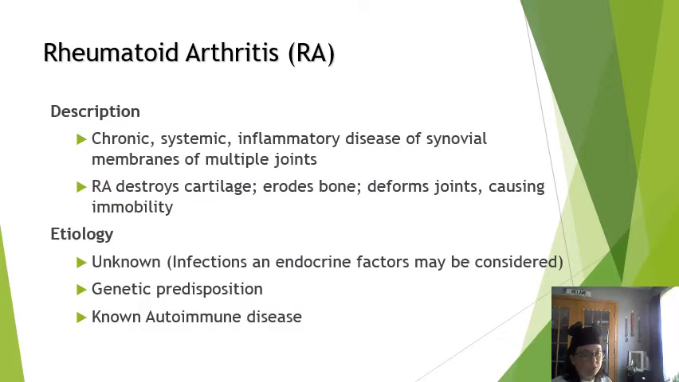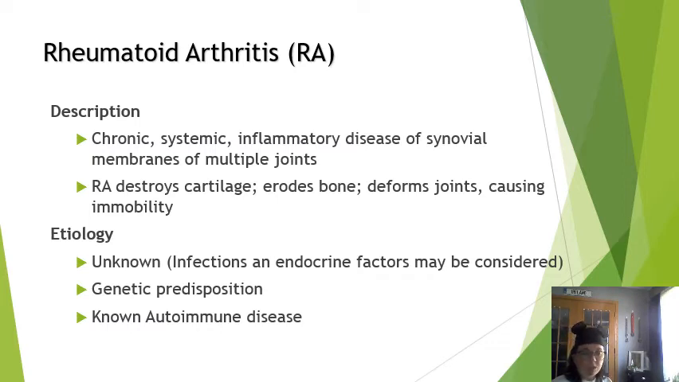RA, rheumatoid arthritis. Rheumatoid arthritis is quite different. It is a chronic systemic inflammatory disease of synovial membranes of multiple joints. The synovial membrane is what surrounds the fluid of most joints in the body. So RA destroys that cartilage and it can erode the bones. There is deformity with this disease and sometimes immobility.